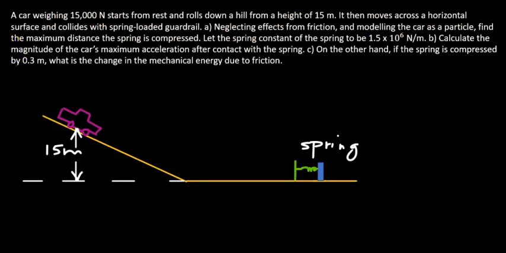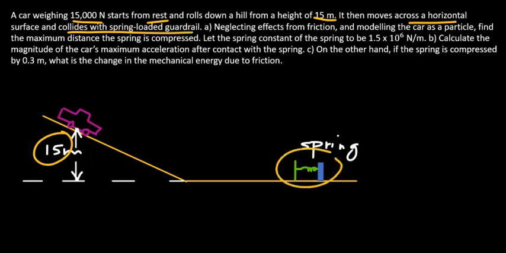Problem 1. A car weighing 15,000 newtons starts from rest and rolls down a hill from a height of 15 meters. So that's that. It then moves across a horizontal surface and collides with a spring-loaded guardrail. That's this one. Neglecting effects from friction and modeling the car as a particle, find the maximum distance the spring is compressed. Let the spring constant be 1.5 times 10 to the power 6 newton per meter.